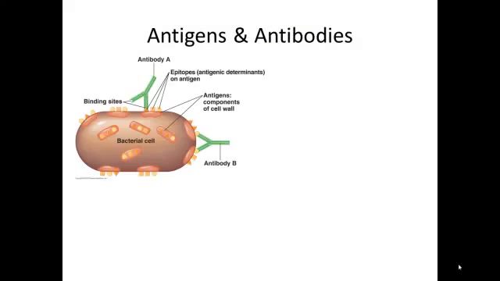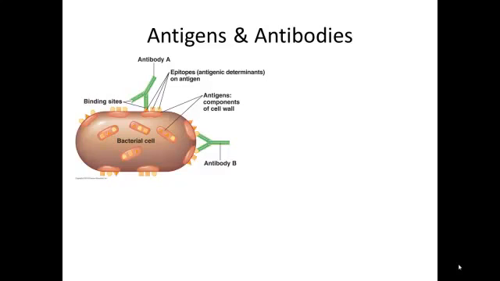Now let's talk about antigens and antibodies. Antibodies are produced by B cells, and they attach specifically to antigens. Antigens are anything that an antibody attaches to. For the purposes of this class, we can think of them as being proteins that are on the outside or are a part of a pathogen, a bacterial cell, a fungus, etc.